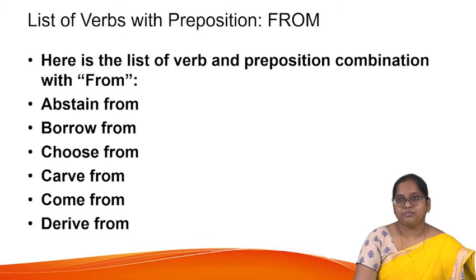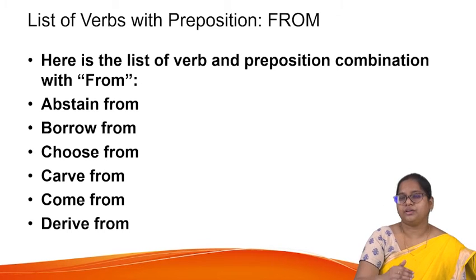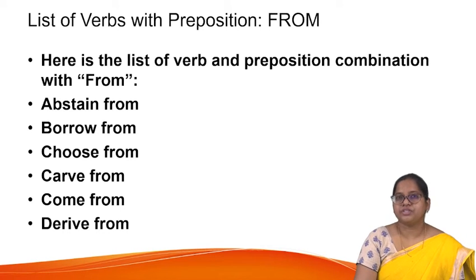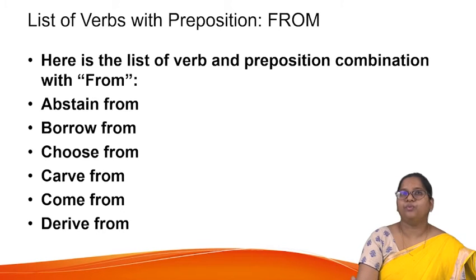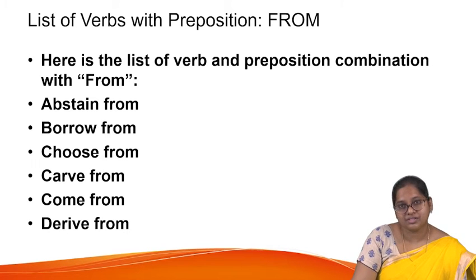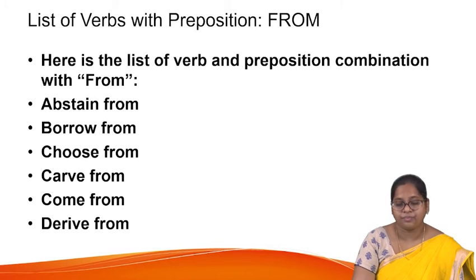Next, a list of verbs with the preposition from. Here is the list of verb and preposition combinations with from. You abstain from. What is this abstaining from? That means you are withdrawing yourself from that act. That's like separation. You are separated from that. That is the sense. You borrow from. Borrow from is like you take help, or you take money, or you take some resources from that person. What is the starting point? Again, where do you borrow from?